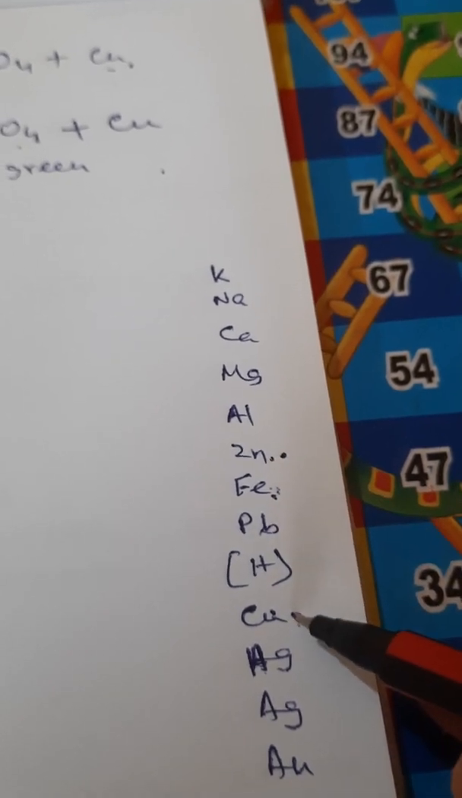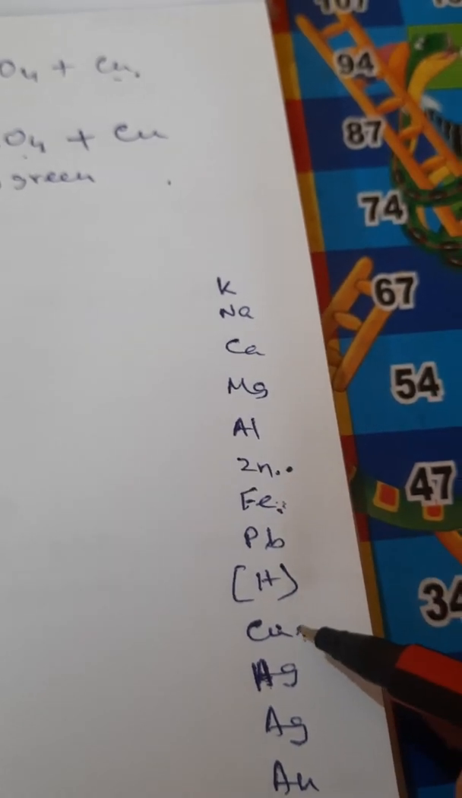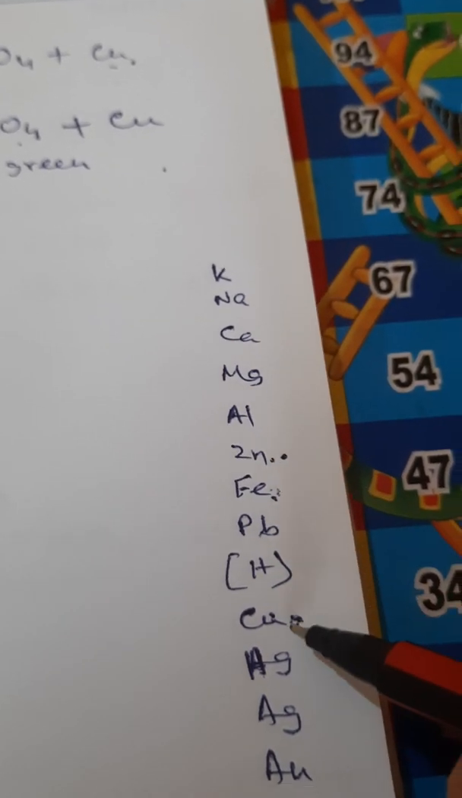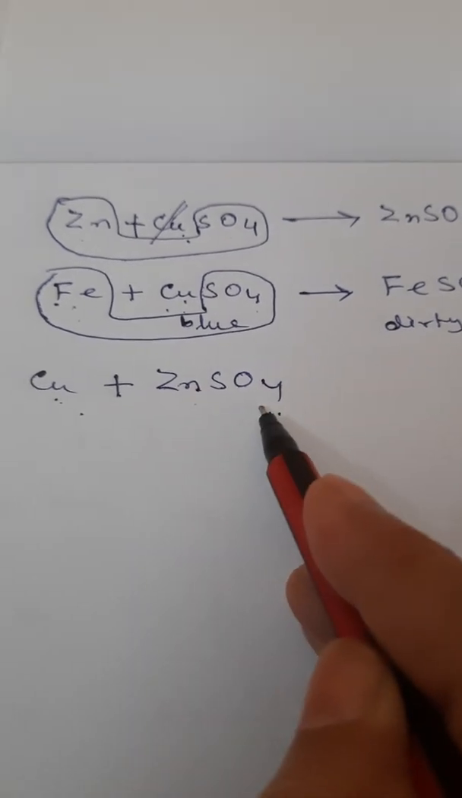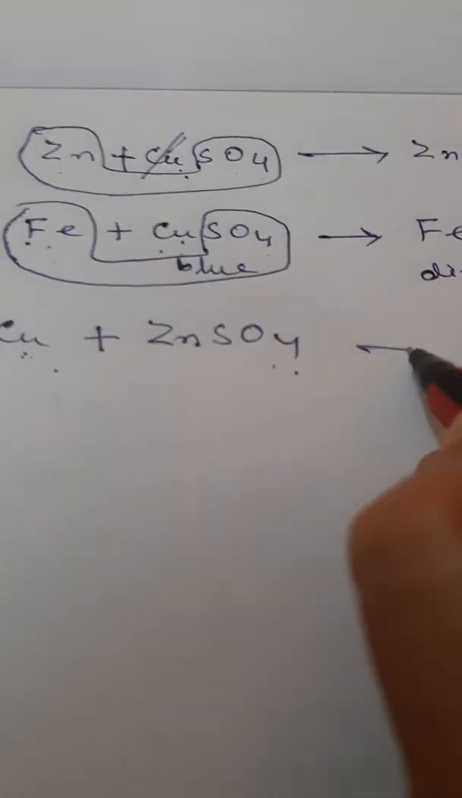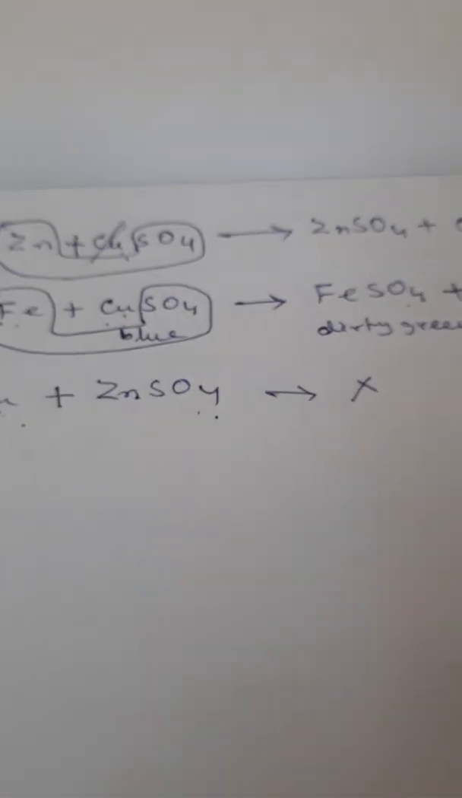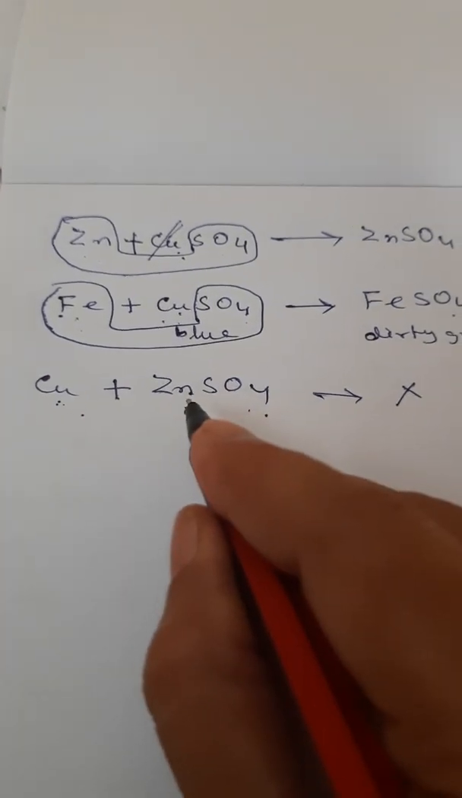So, copper is less reactive than zinc. The position of copper is below zinc. So, here copper cannot displace zinc from its salt solution, that means zinc sulfate solution, because copper is less reactive. So, no reaction takes place in this case, because copper is less reactive than zinc.